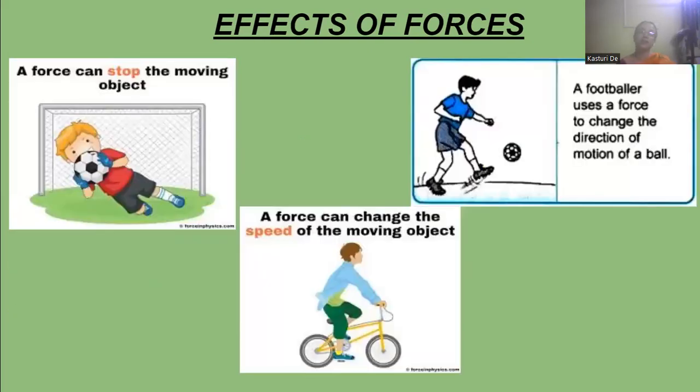Next is like this: the goalkeeper stops the ball. Then a footballer can change the direction of the motion of the ball. Here, with the bicycle, force can be applied to the moving object, it can increase its speed or decrease its speed by applying the brakes.